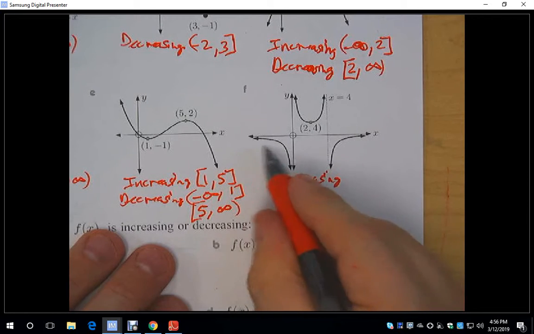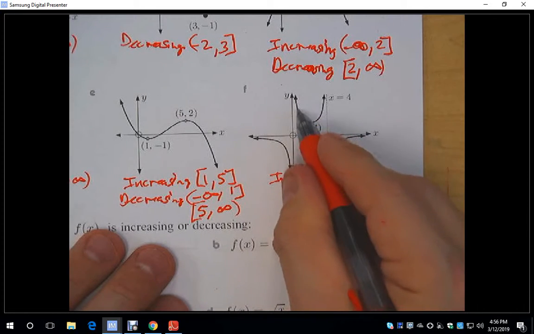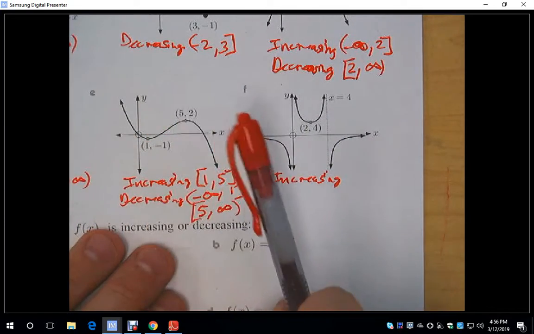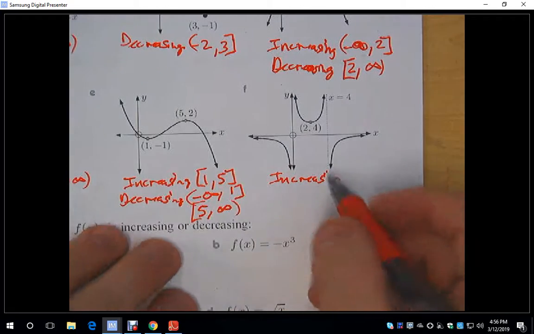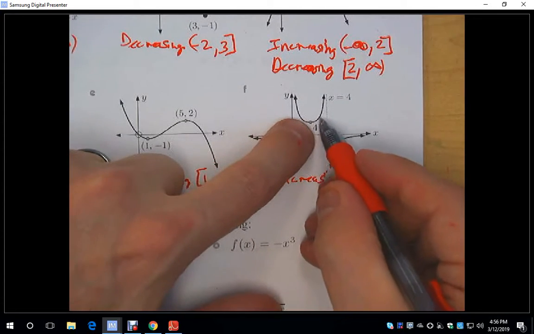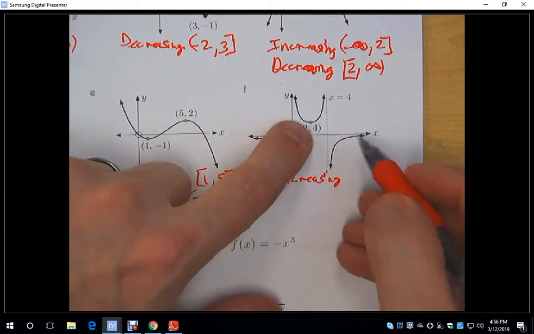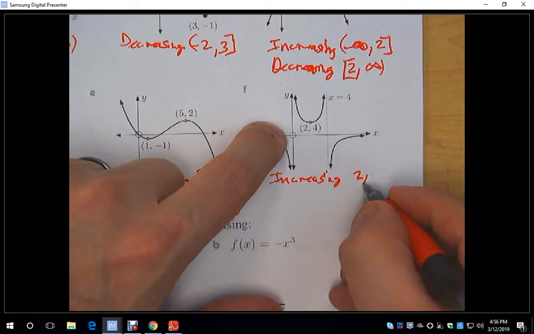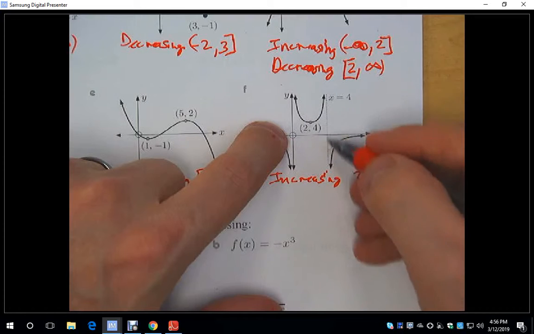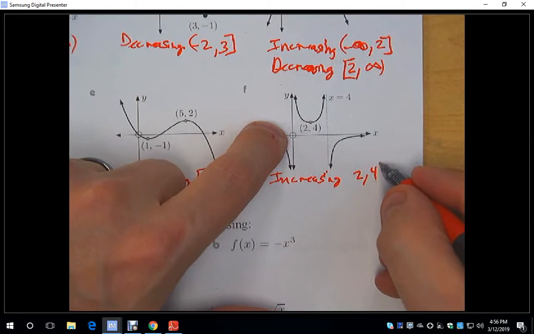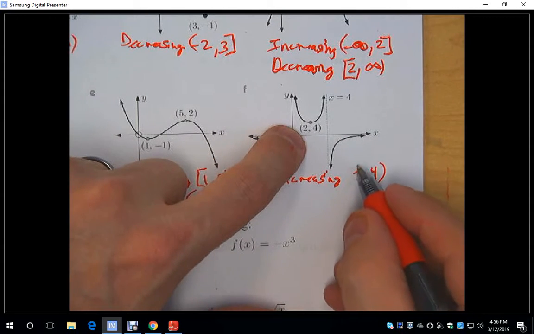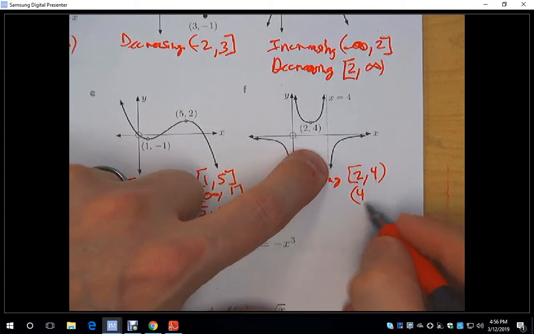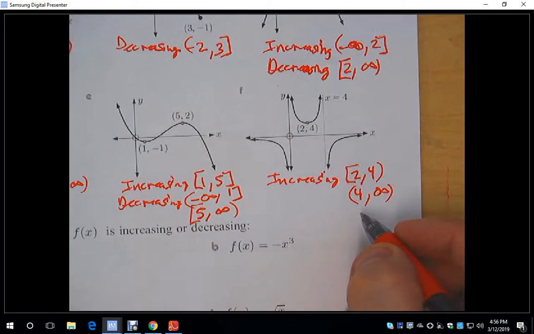The graph is decreasing here, it's decreasing here, it's increasing here. We always read a graph from left to right, and if the graph goes down, it's decreasing. If the graph goes up, it's increasing. So the graph is increasing from 2 to 4. 4 is a vertical asymptote, so that's not included. And 2 is included. And then we're also increasing from 4, which is not included, all the way to infinity.